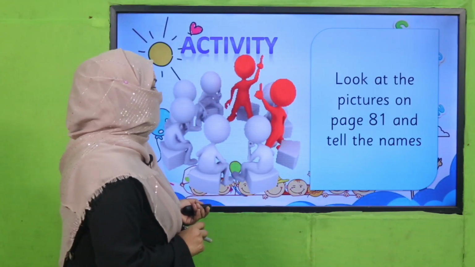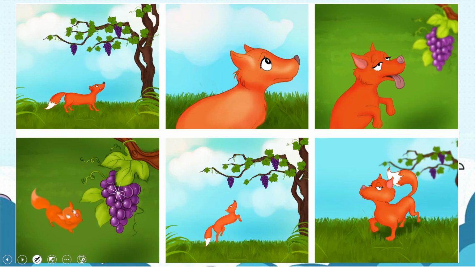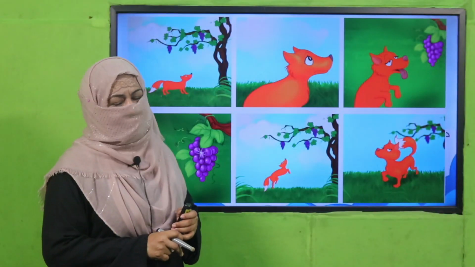So look at the pictures on page number 81 and tell the names. Whatever naming words you find in this picture, tell your teacher. Pause the video, complete this activity, and then come back.